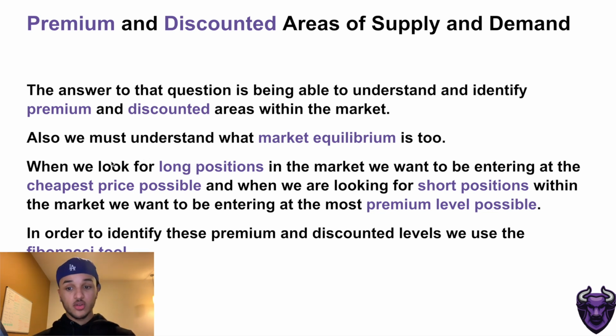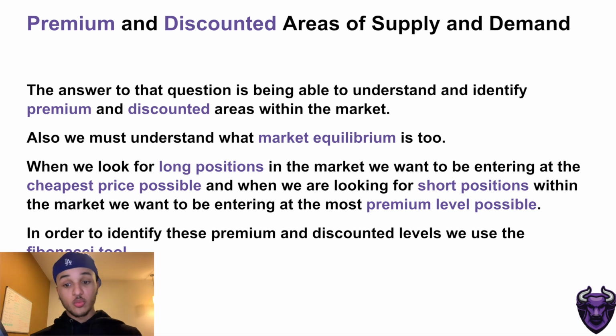Also, we have to understand what market equilibrium is. That is basically the 50% mark on the Fibonacci tool. It's basically a fair price. It's where the sellers and buyers, there's no real market dominance. It's fair pricing. It's not the best price to get in. There's no premium or discounted pricing there. It's just a fair price. It's basically market equilibrium. It's the middle zone.